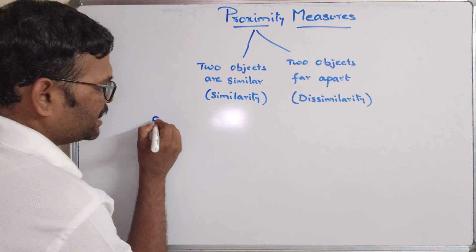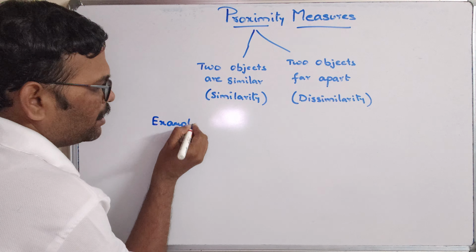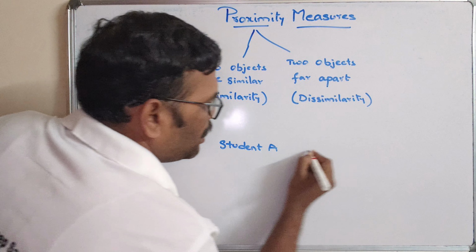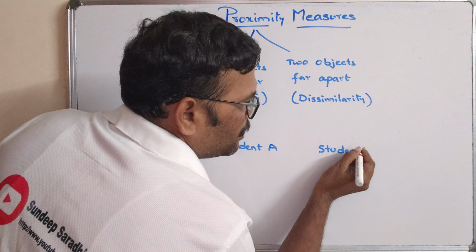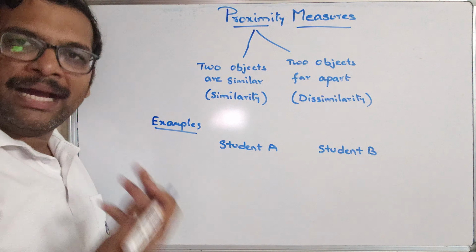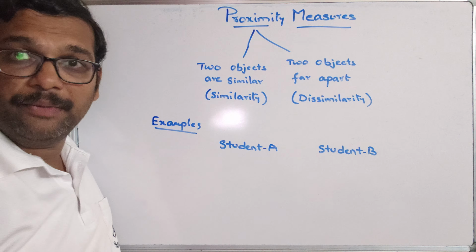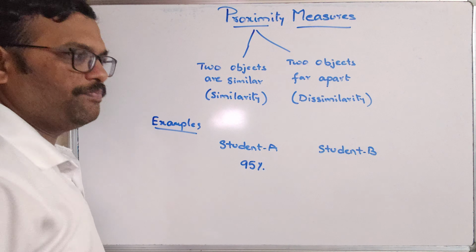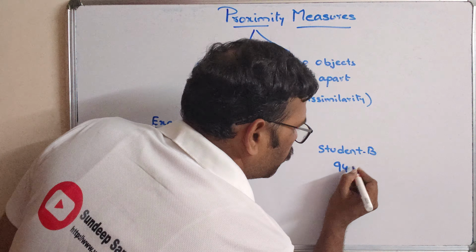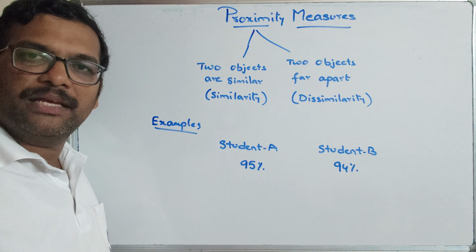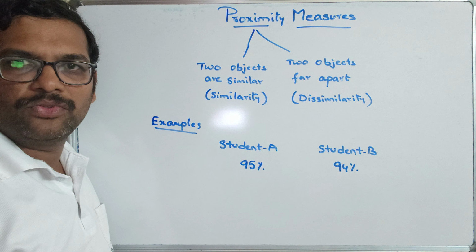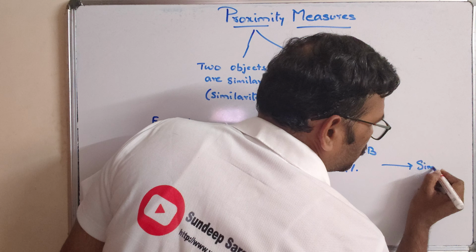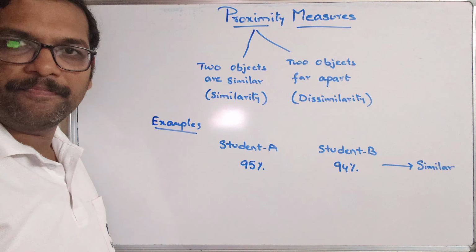Now, let us take an example. Let us consider two students. One is student A, another one is student B. If you are comparing the marks for these two students, if student A got 95 percentage and student B got 94 percentage, here you can see both are almost similar, very close. So we can say both are similar. Both are studying well in the same manner.